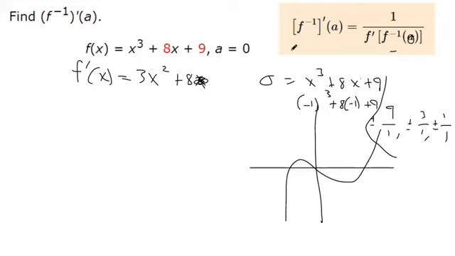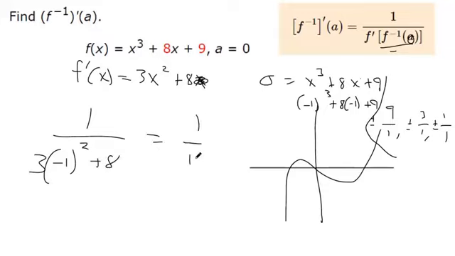Okay, so when we go through this notation, it's 1 over the derivative. But everywhere where we have an x in the derivative, we're plugging in what we just got out for the inverse. We just got out negative 1. And if you simplify that, that's 1 over 11.